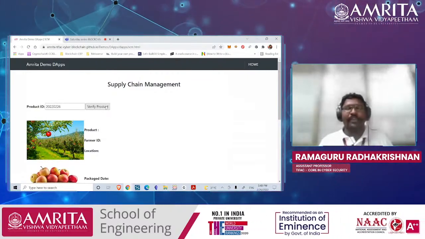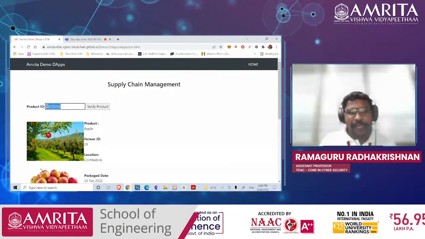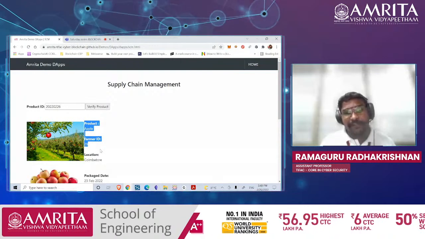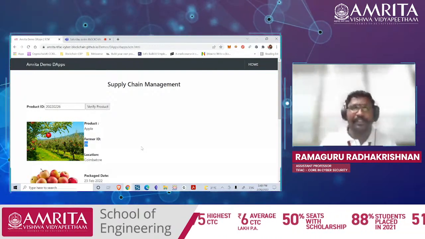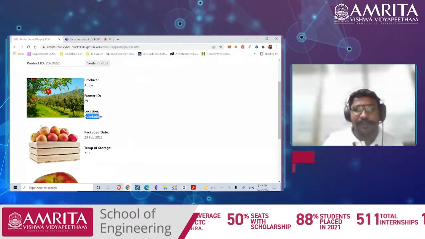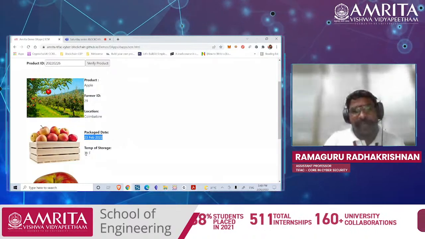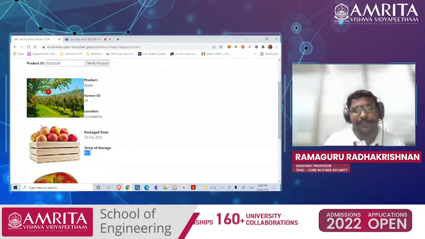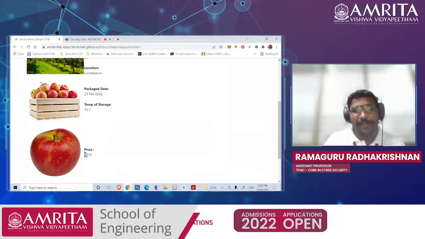So now when I scan the product ID, what am I getting? I'm getting that the product is an apple. I'm getting the farmer ID. The farmer ID is 29, from which I can tell where the farmer is. And the farmer is from Coimbatore. And when was this product packaged? And if it is transported, what was the temperature maintained during transportation or during storage? And what is the final price?